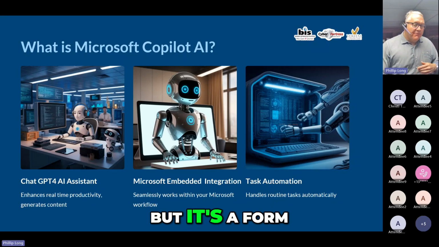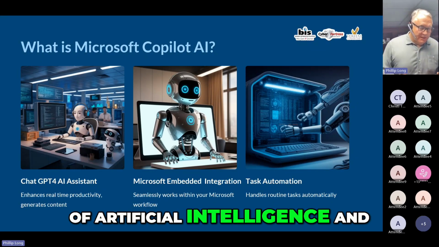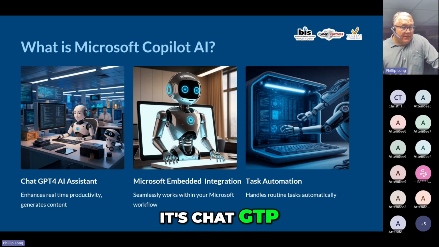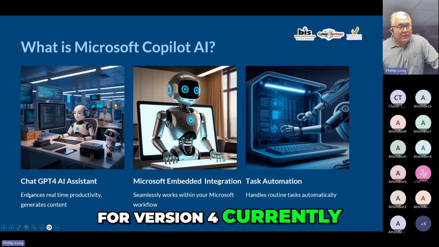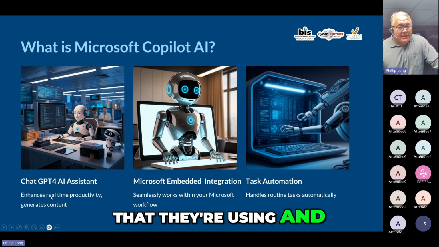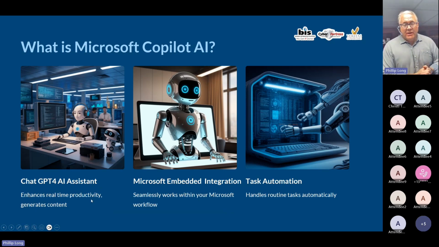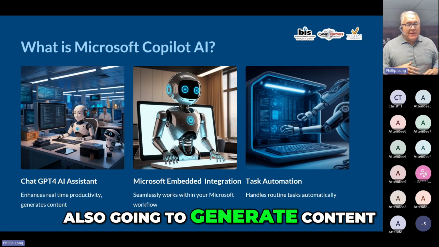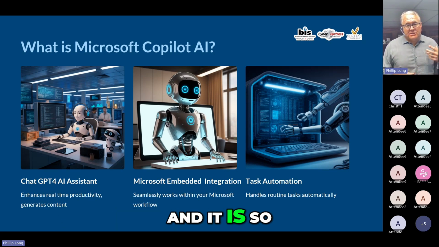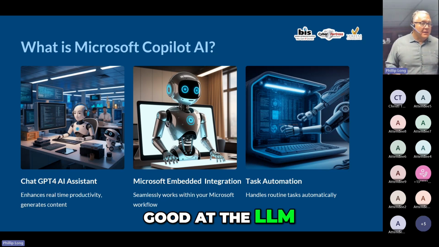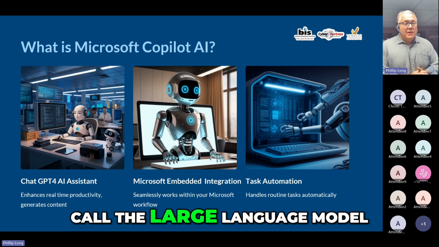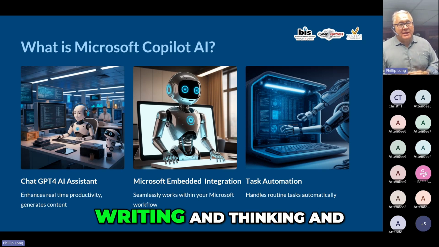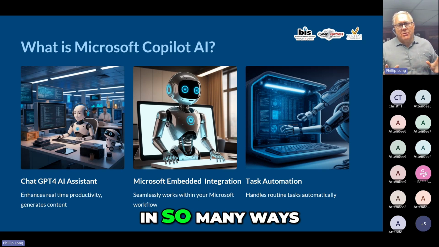Specifically, but it's a form of artificial intelligence. And really what it is, it's ChatGPT-4, version 4 currently, that they're using, and it's going to enhance real-time productivity, and it's also going to generate content. And it is so good at the LLM, or what they call the large language model. It's very effective at writing and thinking, and it can be used in so many ways, and we're going to go over it.